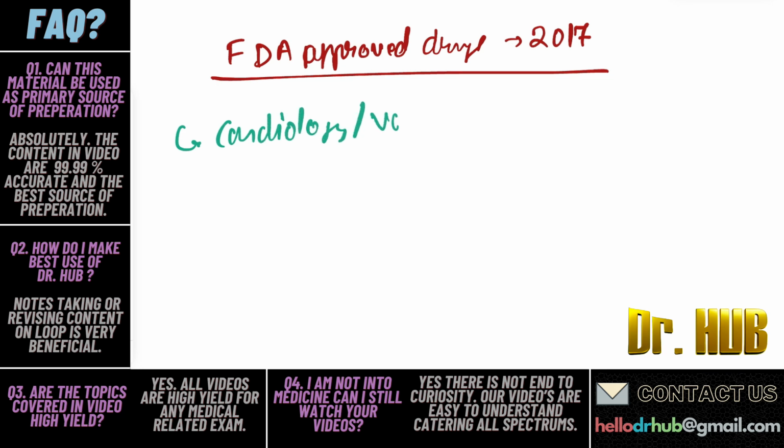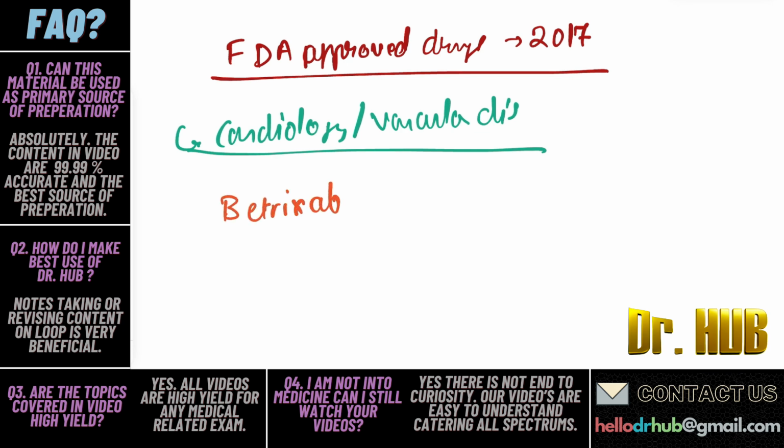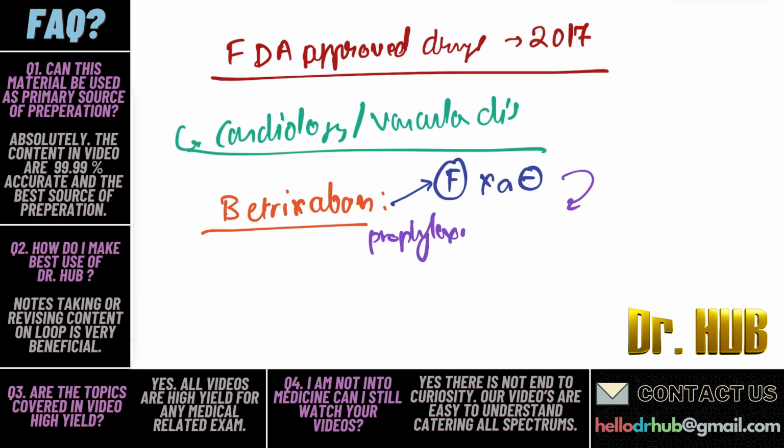In cardiology are the vascular diseases. Under this there is betrixaban. This betrixaban is a factor 10A inhibitor, and it is used as prophylaxis of VTE.